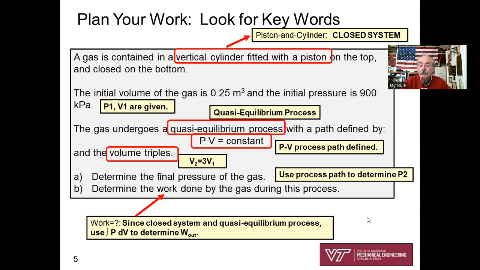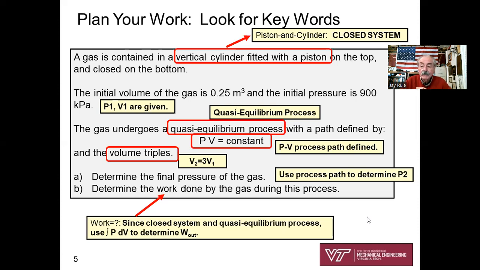Key: quasi-equilibrium process, it's clearly stated. It doesn't even talk about frictionless, it just states quasi-equilibrium. Now, the PV process is defined where it says PV equals constant. That's a key to pick out, where it says the pressure multiplied by the volume, those two properties, equals a constant number. All right. Also, what's given is that the volume triples, so you might as well write down V2 is equal to 3V1. That's easy.